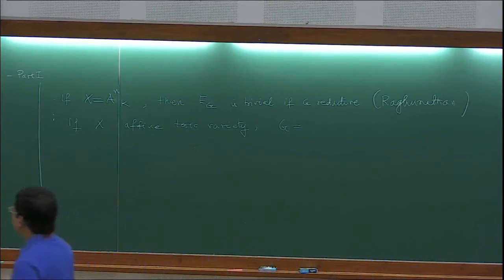EG is a principal G-bundle. What I mean is you have an algebraic variety and a map which is a fibration, each fiber is a copy of G, and G acts.